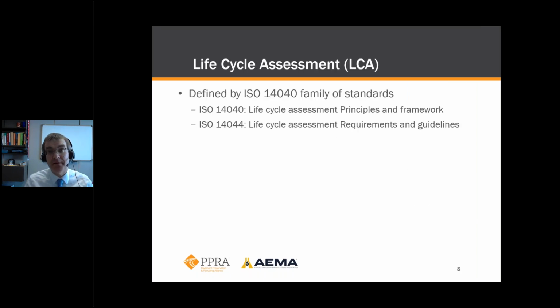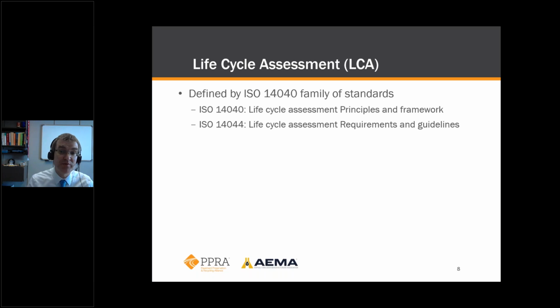So the LCA, if you have trouble falling asleep at night, I highly recommend you download these 2 ISO standards. They are very dense. There's a lot of information in them. They're phenomenal resources, and they are not terribly easy to read. But this is what we follow.